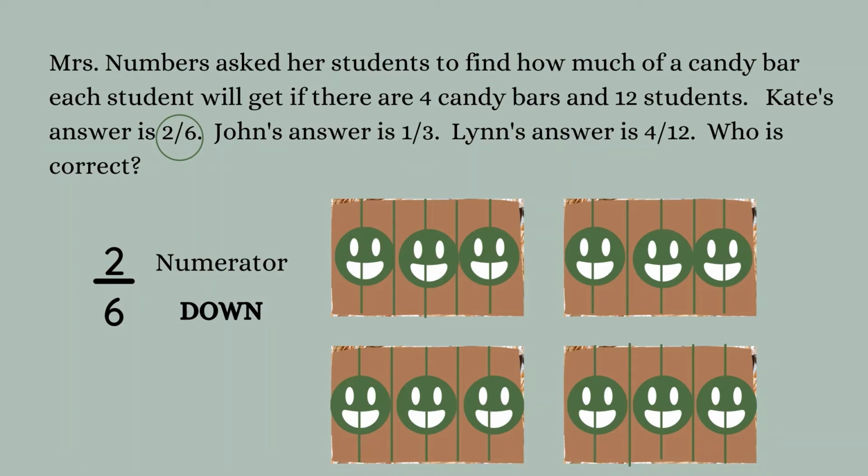So denominators are the down number, the one on the bottom. You might be tempted to stop here. We know Kate was correct, so we have the answer, right?